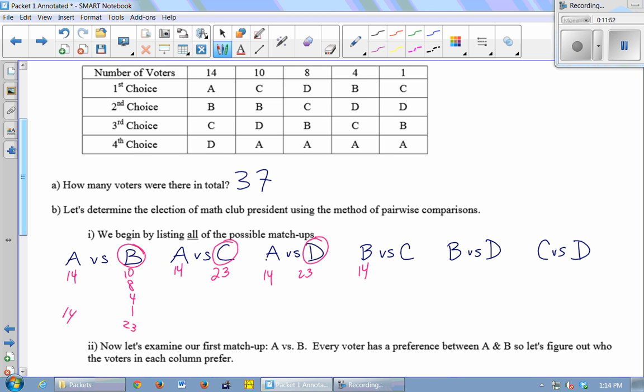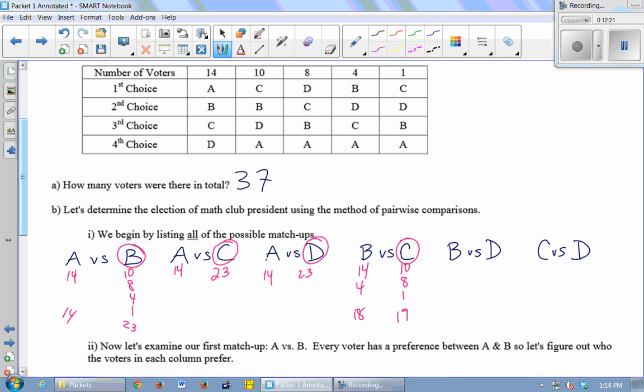The next 10, who would they choose, B or C? C, so we do 10 to C. And then the next 8, B or C? C, so we put 8 under C. And these 4, they would choose B because they have B ranked above C. So we put 4 votes here. And then the last one would choose C. So this is 18 to 19. C wins that matchup. And 18 plus 19 adds to 37.